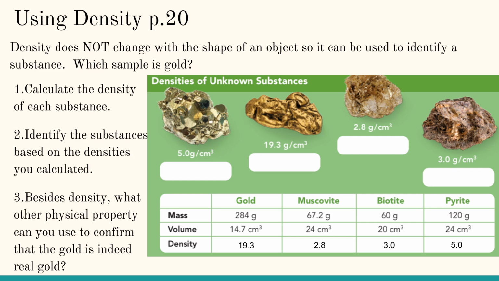So now we need to identify the substances based on the densities. So the 5.0 grams per cubic centimeter, according to our density calculations, is pyrite. 19.3 is gold, 2.8 is muscovite, and 3.0 is biotite.